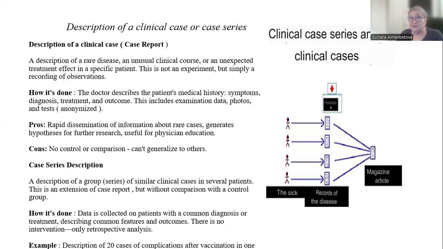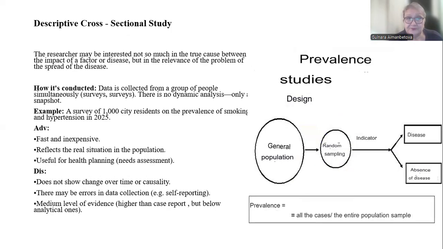Case series description. Description of a group or series of similar clinical cases in several patients. This is an extension of a case report but without comparison with a control group. How is it done? Data is collected on patients with a common diagnosis or treatment, describing common features and outcomes. There is no intervention, only retrospective analysis. Example: description of 20 cases of complications after vaccination in one of the towns.